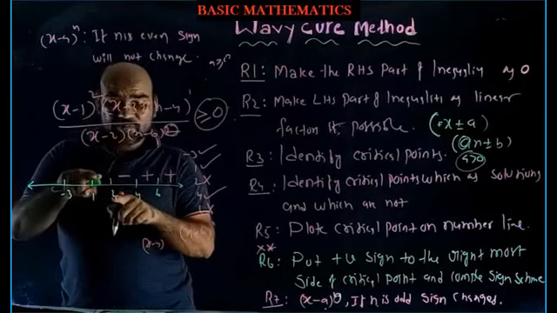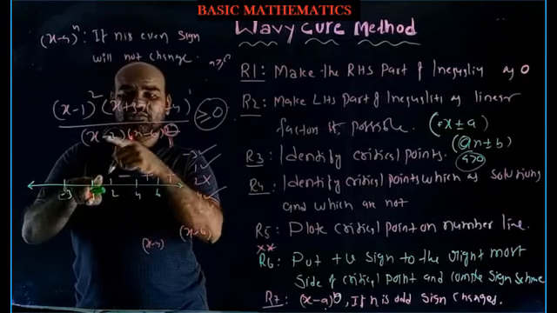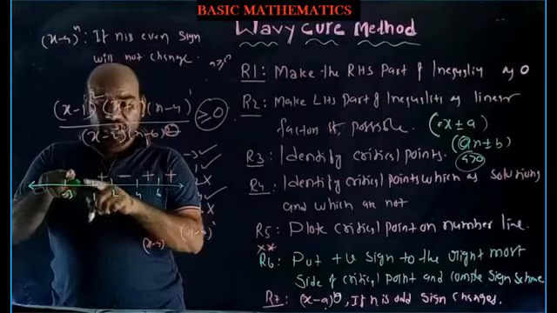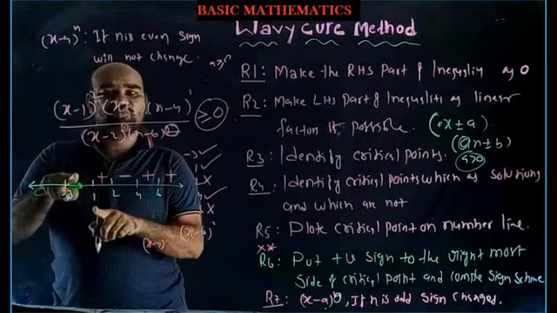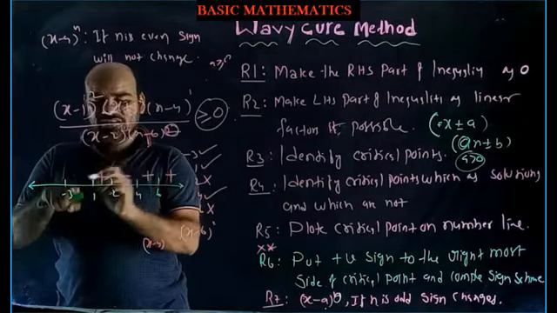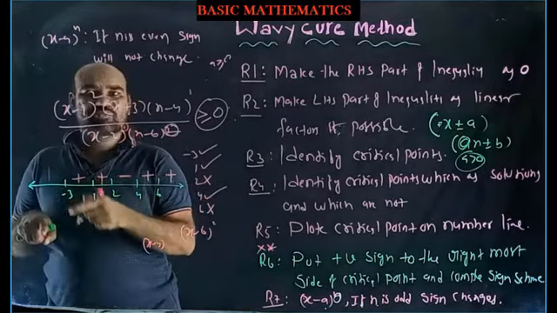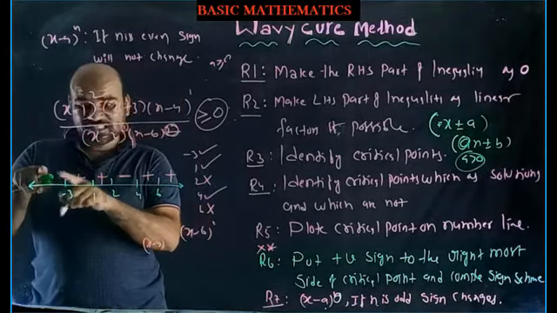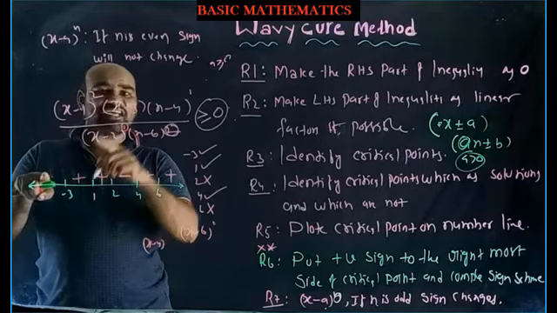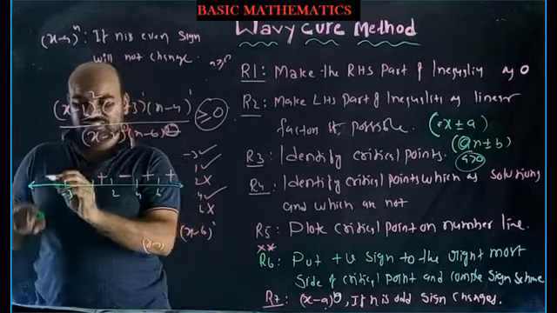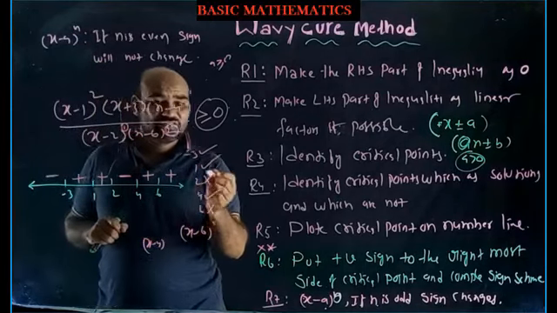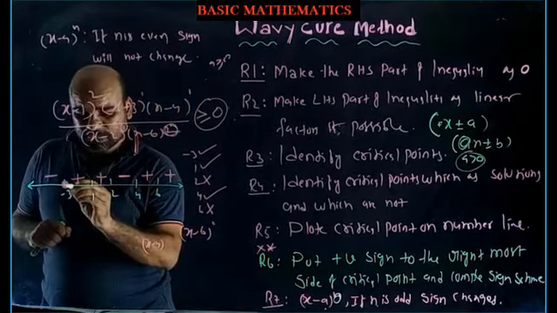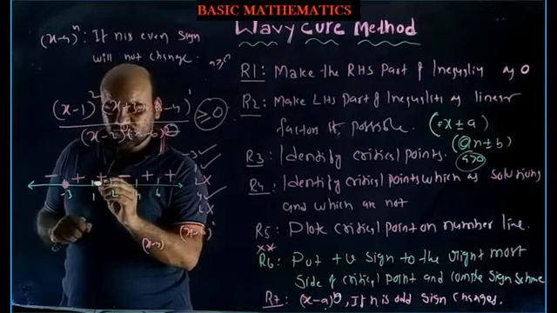Next, plus or minus depends upon the x minus 2 exponent. The x minus 2 exponent is 1, which means odd, so the sign will change to plus. Here plus or minus depends upon the x minus 1 exponent. It is even, so the sign will carry. The previous sign will carry. So here minus or plus depends upon the x plus 3 exponent. x plus 3 is odd, so the sign will change. Okay. Next, minus 3 is the solution, so mark it with a thick circle. Minus 3 and 1 are solutions.